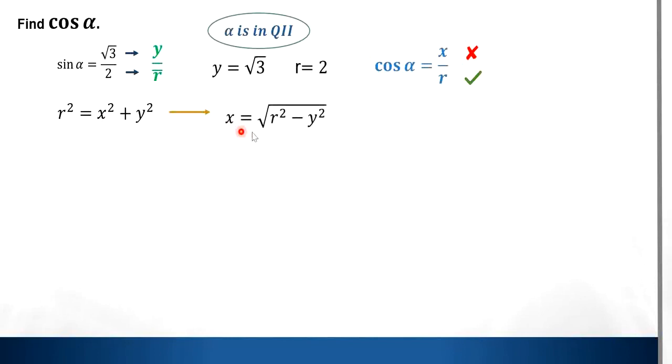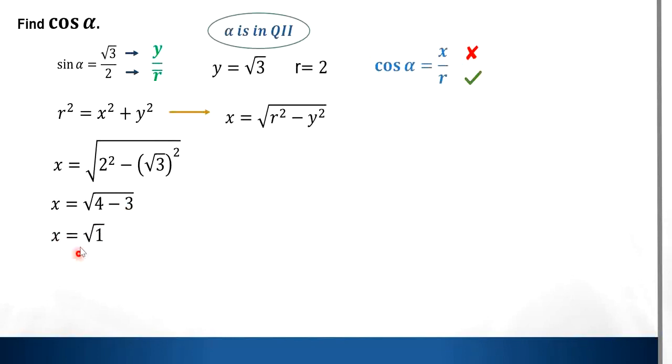So that is equal now to square root of r squared minus y squared. Okay, so let's substitute the given values to our formula. So we replace r by 2, and that becomes 2 squared minus, we replace y by square root of 3, so we have square root of 3 squared. So let's simplify. X now is equal to square root of 2 squared, which is equal to 4, minus square root of 3 squared, that is equal to 3. And by subtracting, that is now equal to square root of 1.